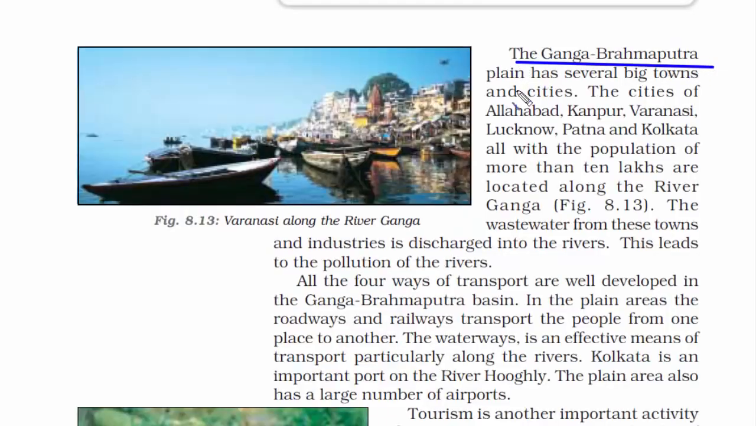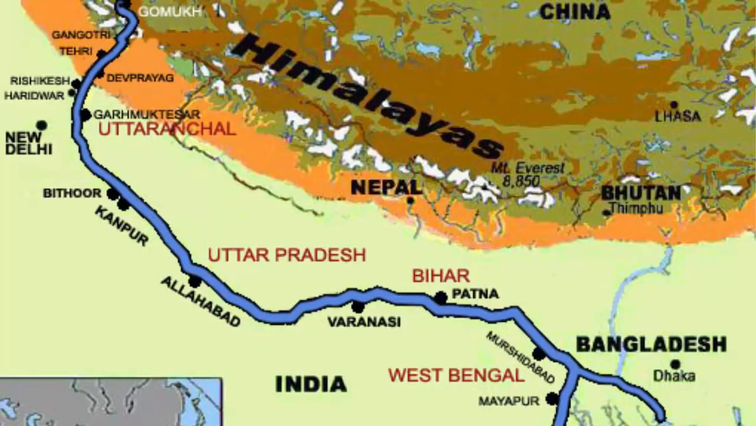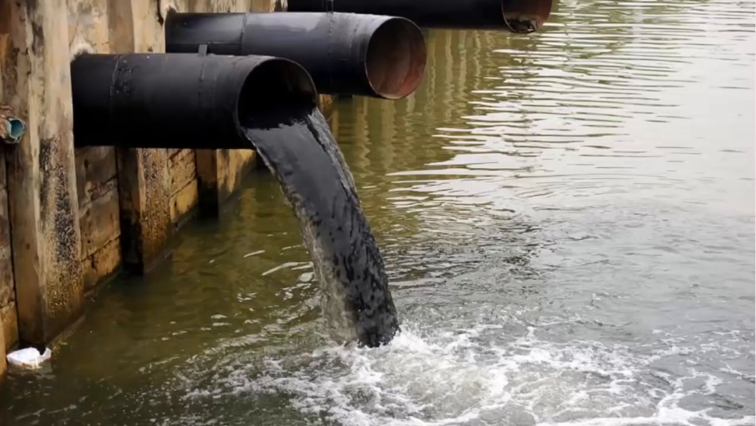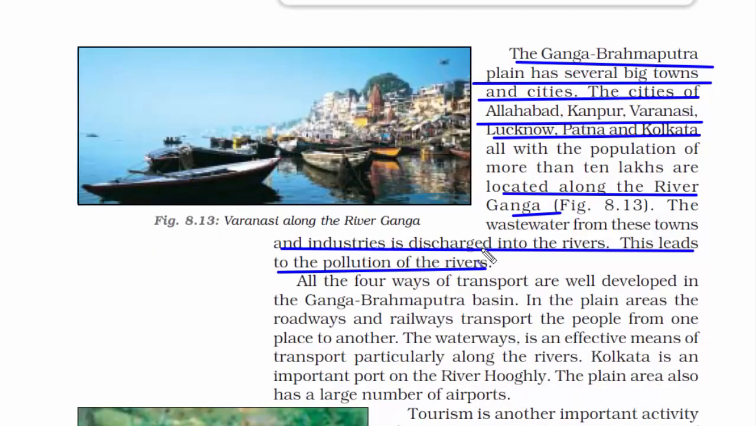The plains of Ganga Brahmaputra are heavily crowded by big towns and cities. The cities of Allahabad, Kanpur, Varanasi, Lucknow, Patna and Kolkata are all located along the river. The wastewater from these towns and industries is also discharged into the rivers. And this increases the pollution of the rivers.